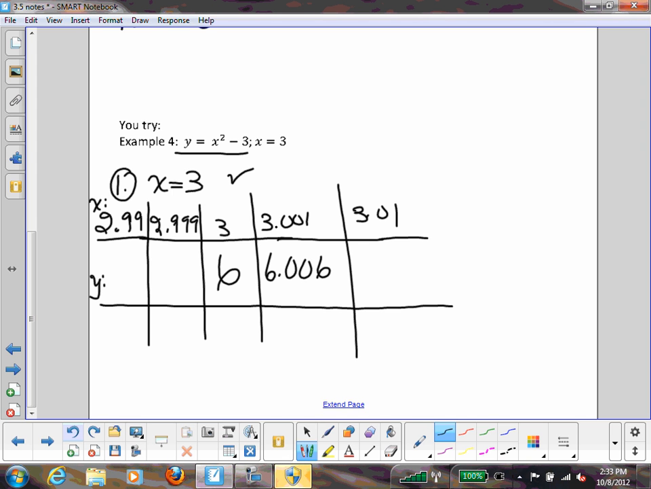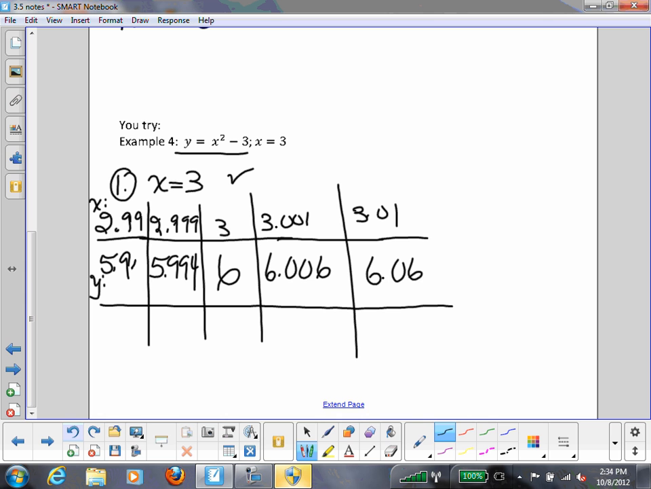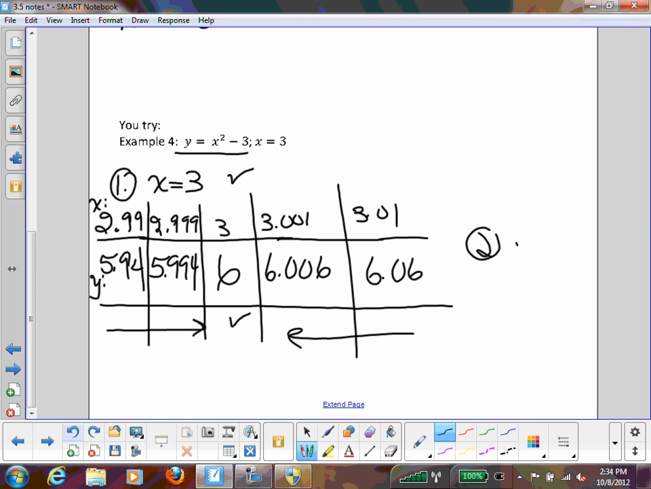What about when I plug in 3.01? I'm getting a little bit further away from 3. Okay, and if I'm a little bit further away on the other side of 3, so I'm using 2.999, 5.994, so this is going to be 5 point. So I'm approaching 6 from both sides. So this is working, right? I'm clearly coming up to 6. All right, so this was case 2, and it works.